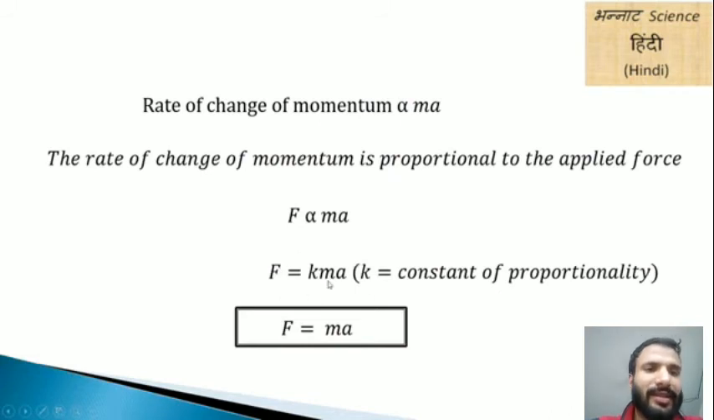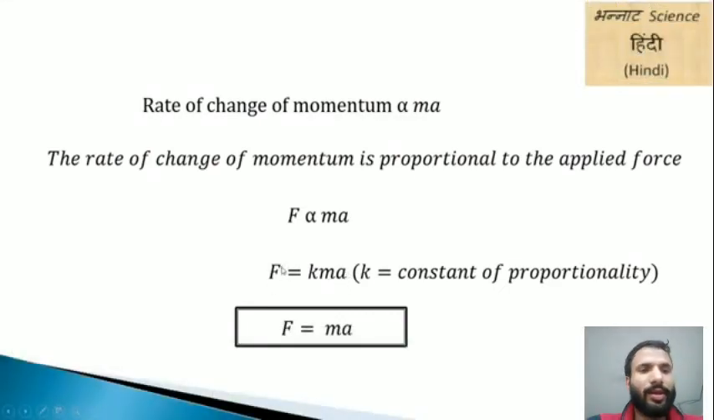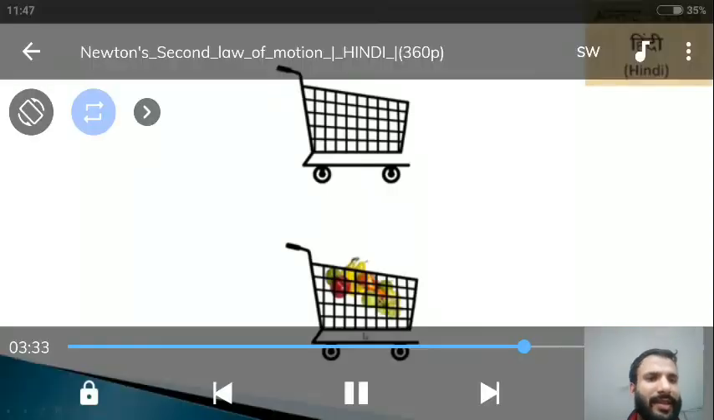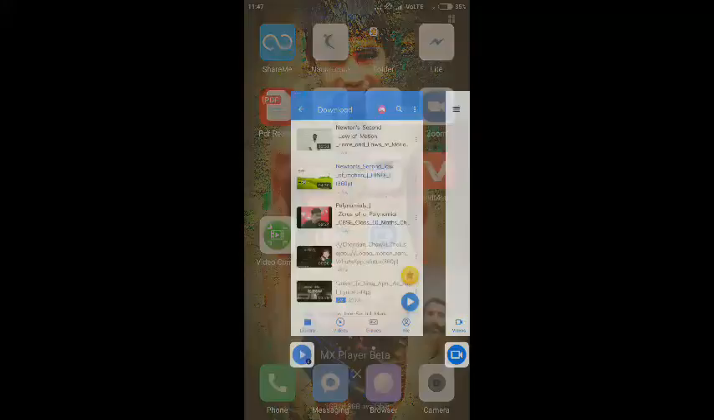So this is the mass multiplied by the acceleration. I think all of you are clearly getting that the applied force is directly proportional to the change in momentum. We have derived that force is mass into acceleration.